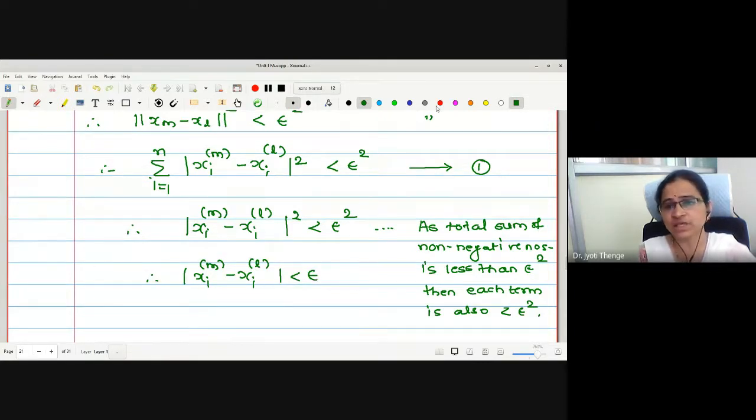Now what about every individual we have discussed? The individual belongs to either C or R. Right? But what we have obtained, this we have obtained for each individual. Let me write in complex numbers: |xim minus xil| less than epsilon. Therefore, may I say whatever this xim is, a sequence of complex numbers or real numbers, is a Cauchy sequence. Right? Yes, ma'am.